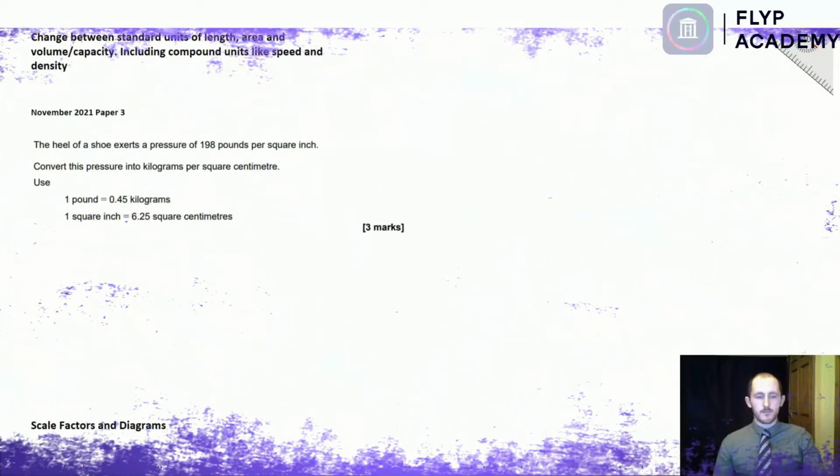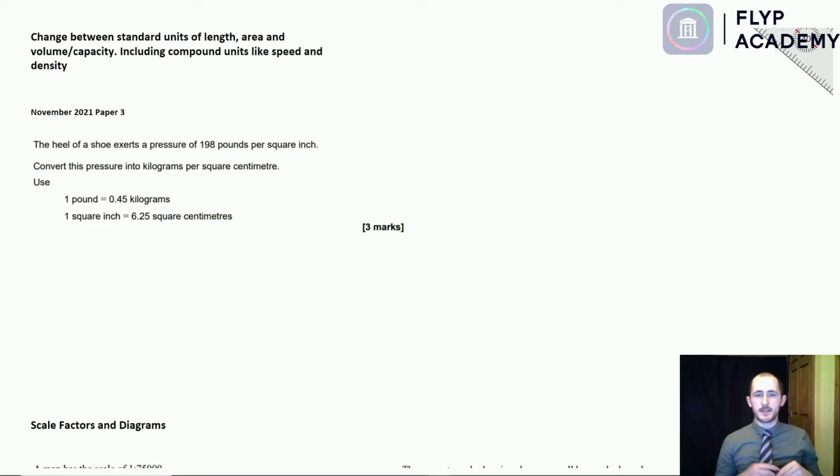Hello everyone and welcome to Flip Academy. Today we're going to be doing the ratio, proportion and rates of change topic for AQA maths. So here again we've just got our spec points: change between the standard units of length, area, volume and capacity. We actually went through this in the numbers section as well, so if you want to go back to that you can have a look.